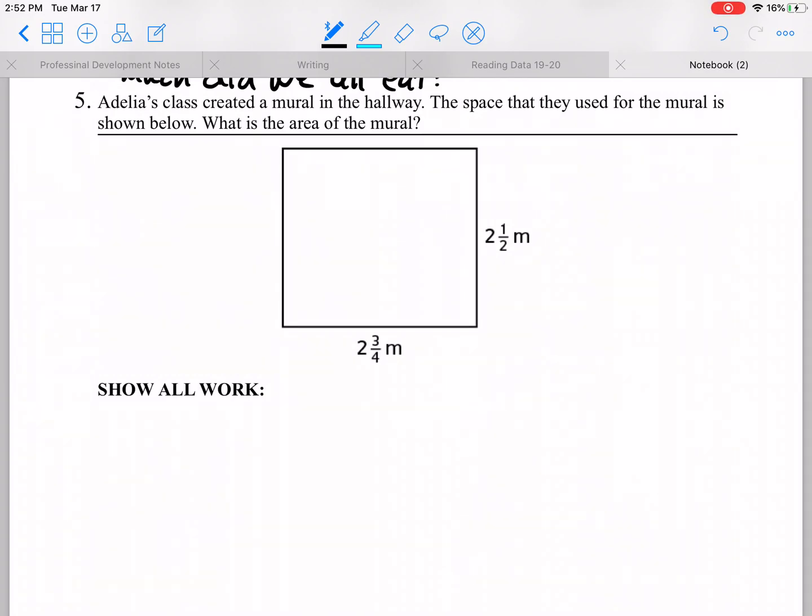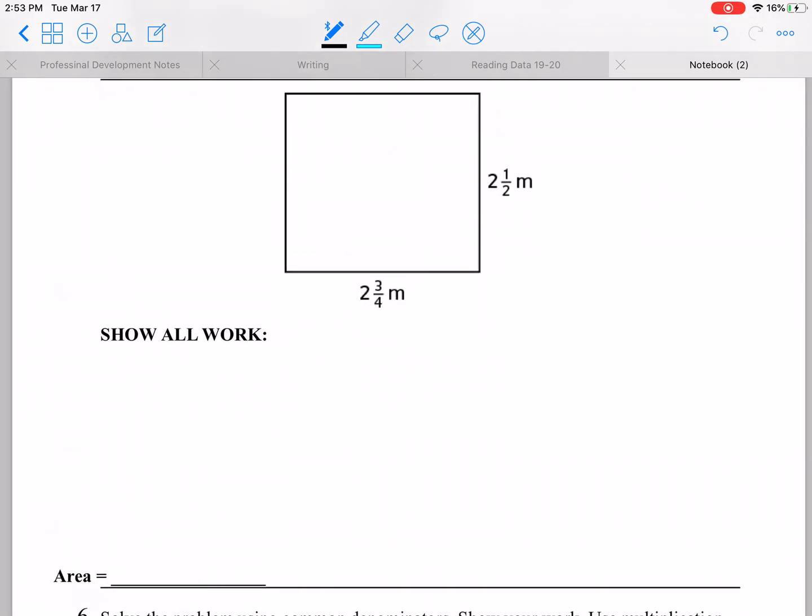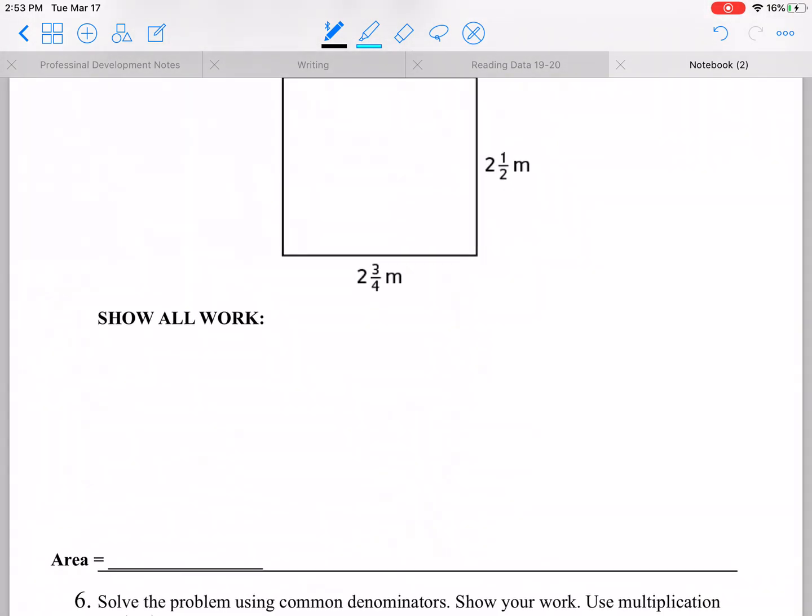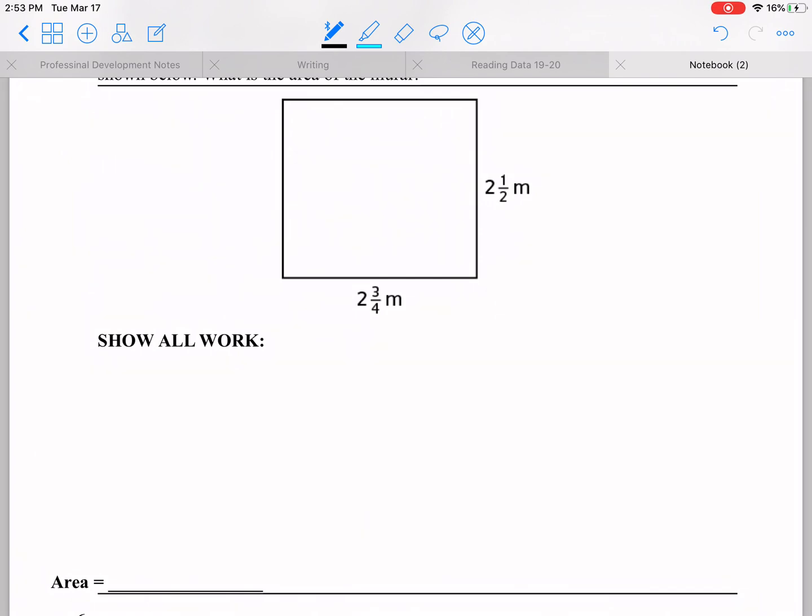Problem 5 is asking us to find the area of a mural in the hallway. So again, since we're multiplying mixed numbers, you can use the improper fraction method or the area model. But we've got Adelia's class created a mural in the hallway. The space they used for the mural is shown below. What is the area of the mural? Show all of your work, of course. You would always show all of your work.